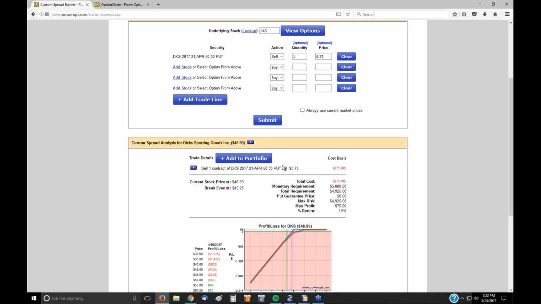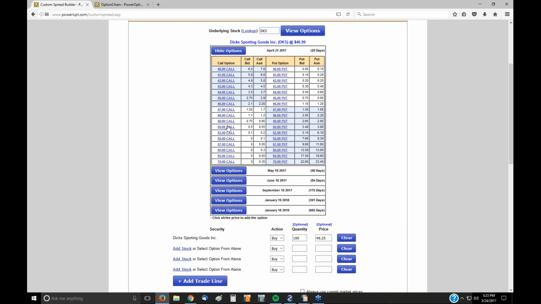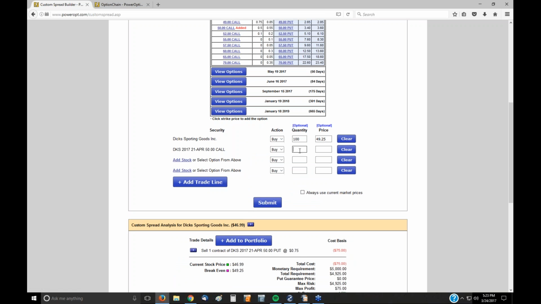Well, another opportunity is, of course, if you think it's going to recover, to take assignment. You now would have owned X amount of shares of stock with a cost basis of $49.25. And then you could sell a 50 call against it. Or I could have converted it into a collar. Okay, so let me take assignment. And let's say we bought 100 shares at $49.25. And when I took the assignment, maybe I sold the April 50 call at that time for, let's call it, 70 cents.